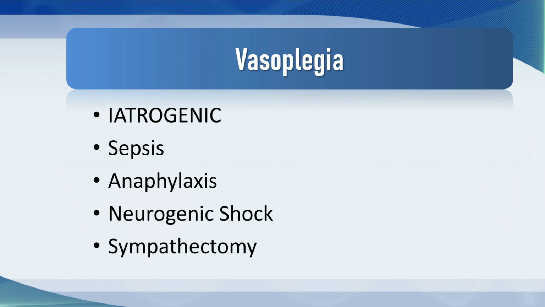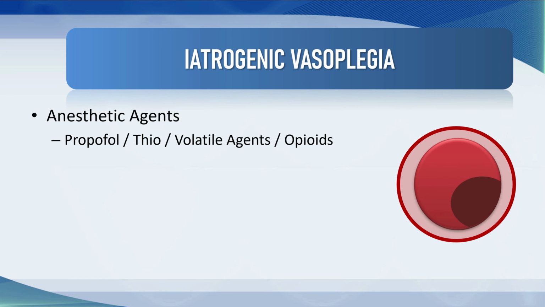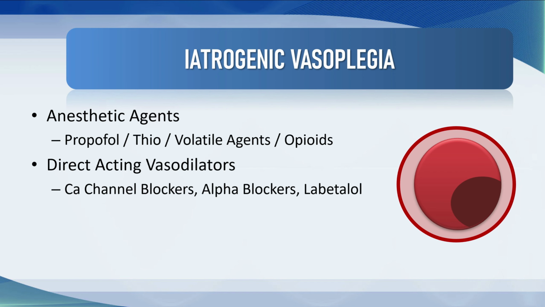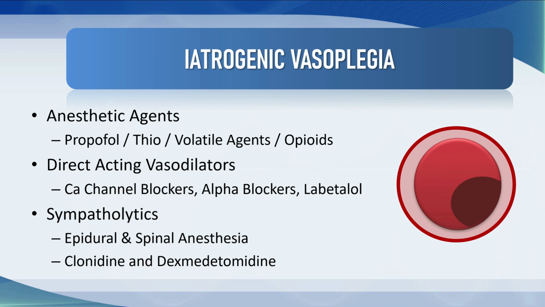Now, I've already pointed out that we see vasoplegia with iatrogenic stuff like the administration of propofol. We also see vasoplegia with neurogenic shock, anaphylaxis, and if the patient has sustained a sympathectomy, most commonly from spinal or other forms of neuraxial anesthesia. Again, iatrogenic vasoplegia is caused by anesthetic agents, propofol, thiopental, volatile agents, and opioids, direct-acting vasodilators like calcium channel blockers, alpha blockers, labetalol, and then, of course, epidurals, spinal anesthetics, clonidine, and dexmedetomidine. But this is very unlikely in this particular patient.